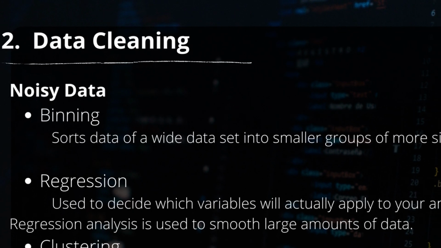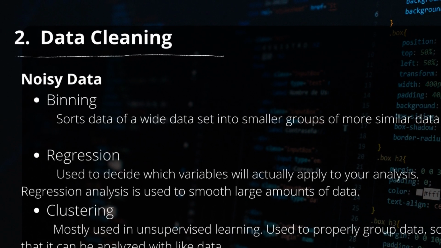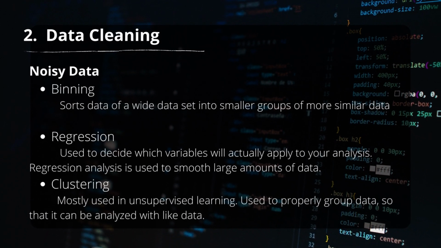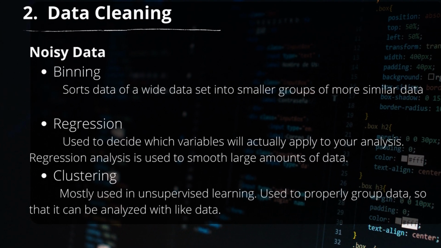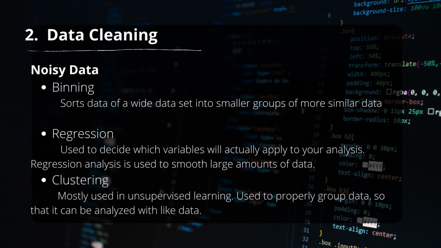Binning sorts data of a wide dataset into smaller groups of more similar data. Regression is used to decide which variables will actually apply to your analysis. Regression analysis is used to smooth large amounts of data. This will help you get a handle on your data so you are not overburdened with unnecessary data. Clustering algorithms are used to properly group data so that it can be analyzed with like data. They're generally used in unsupervised learning when not a lot is known about the relationship between your data.